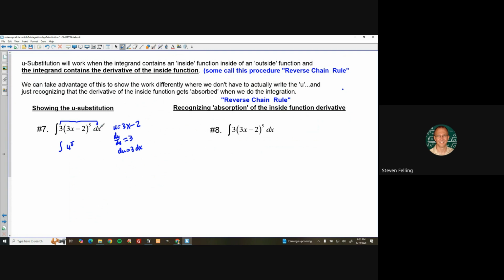So that gets absorbed into the du. And then we would complete the integral. So that's 1/6 u to the 6 plus c, and therefore 1/6 (3x minus 2) to the 6 plus c.